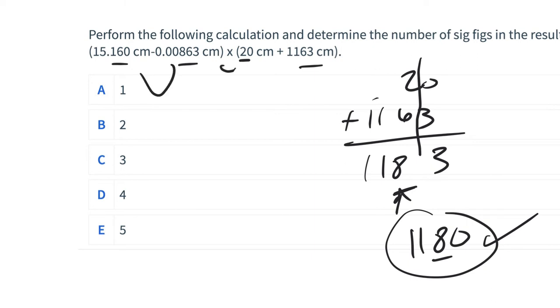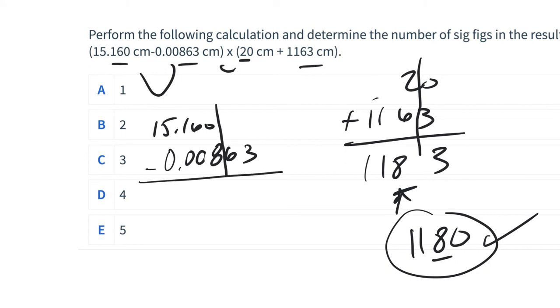So then if we do the next step, we follow our order of operations, 15.160, let's line this up, minus 0.00063. So this is how those digits line up.